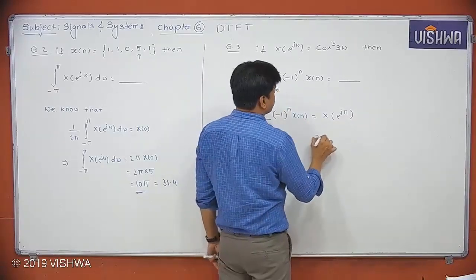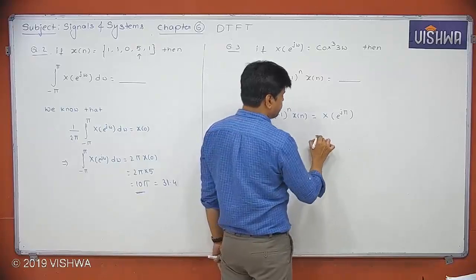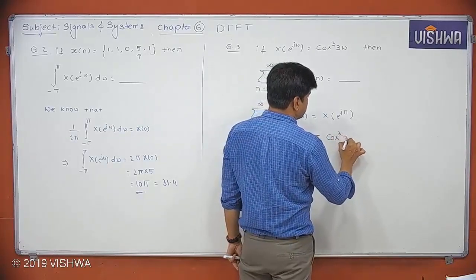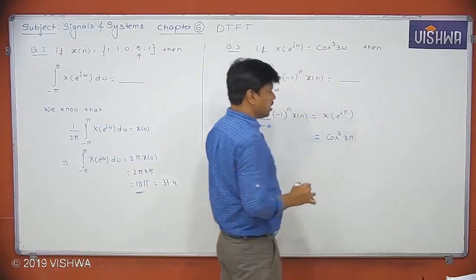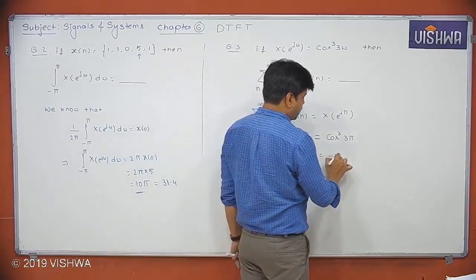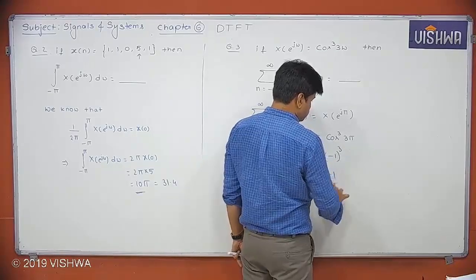So we already have X of e power j omega. So simply place omega is equal to pi. Then what are we going to get? Cos cube 3 pi. What is cos 3 pi? Which is nothing but minus 1 whole cube, which is minus 1. So this is the answer.